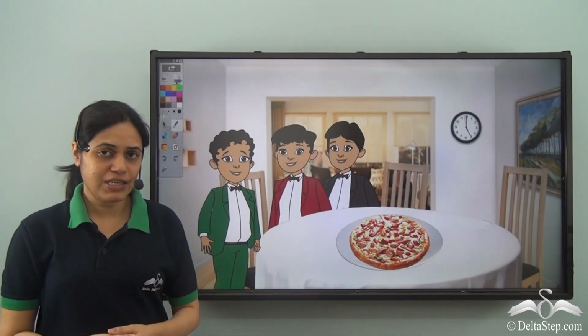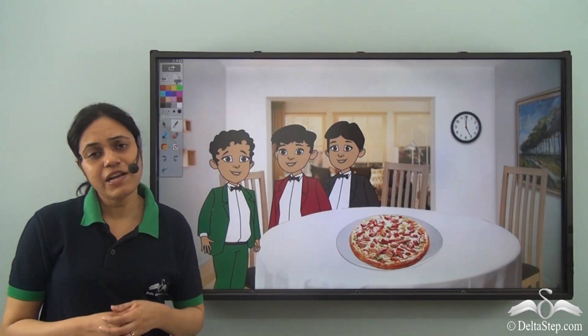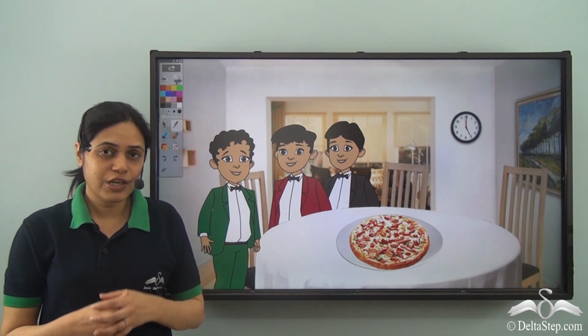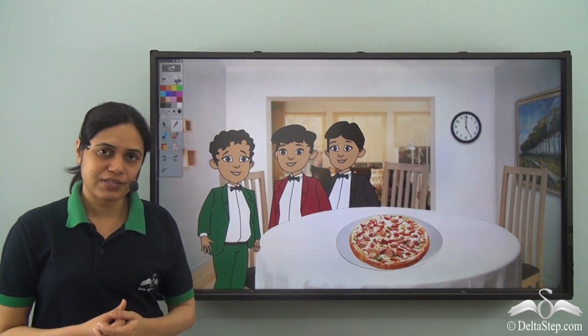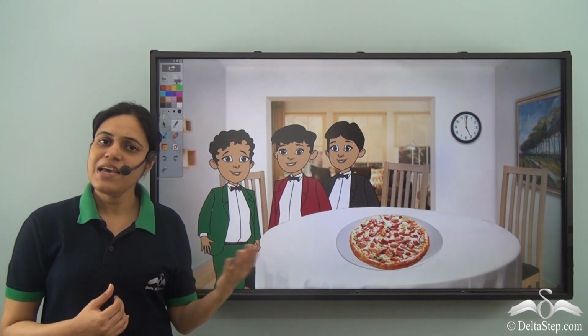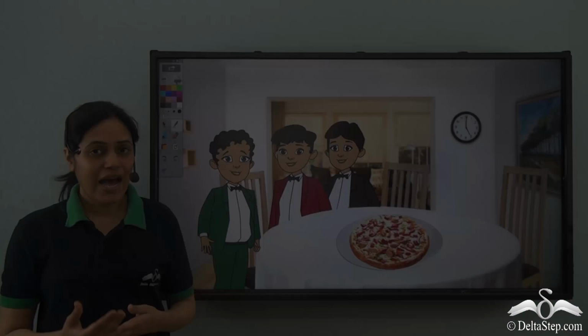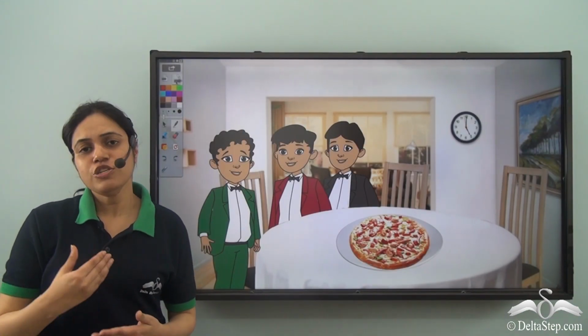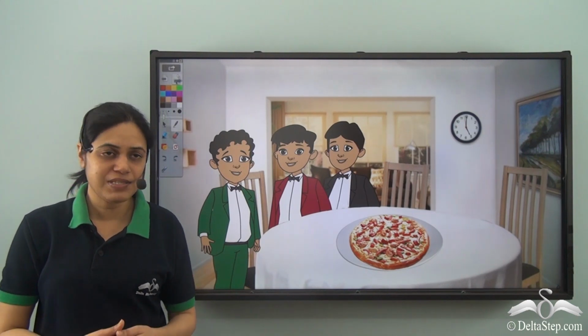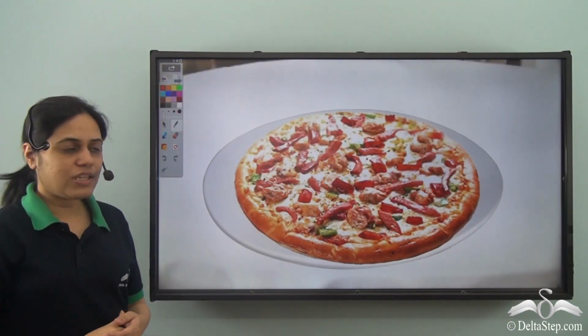Now, while they were waiting for their fourth friend, they felt hungry. What would they do? They decided that they would divide the pizza into four equal parts and have their share, and keep the portion for the fourth friend so that he can have it when he comes. So that's what they did.